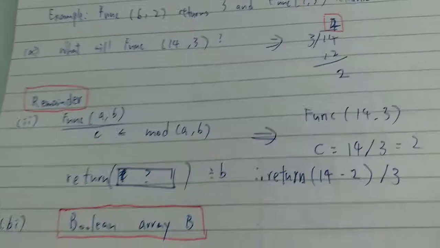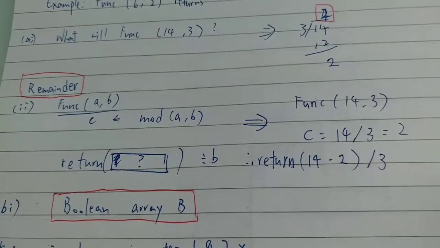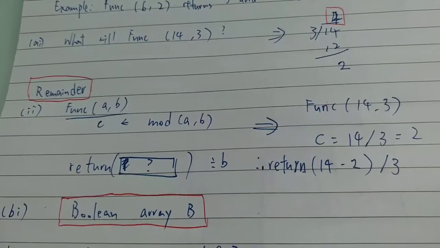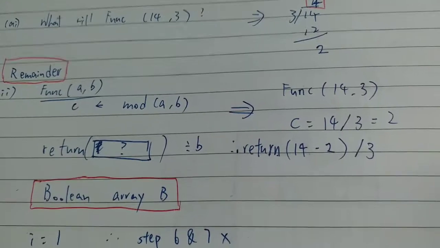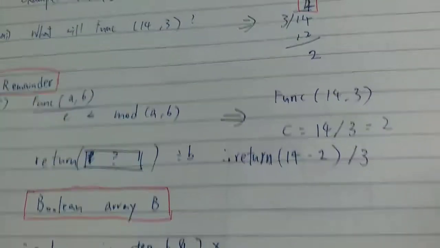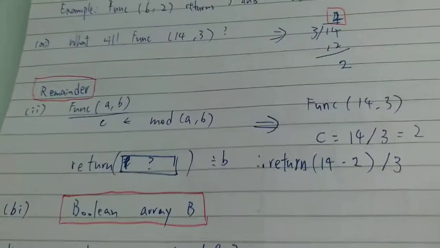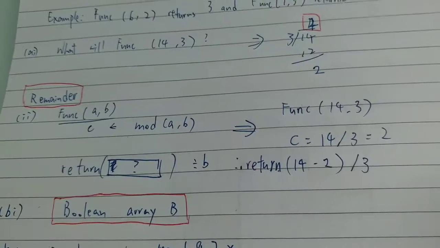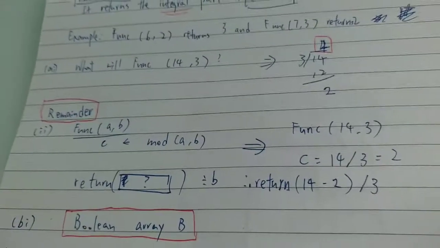Then we need to put 14 minus 2, divided by 3. So that means the answer will be A minus C, divided by B. Since it is returned, it will be returned as A minus C, divided by B.